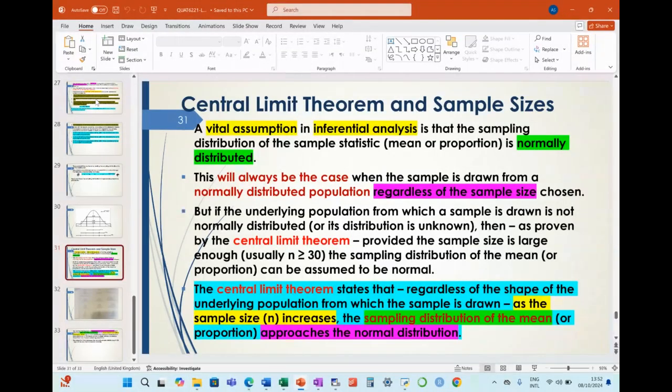I think the only key thing to highlight here, from a statistical standpoint, is maybe the last two bullet points. The third, particularly, since you guys are either doing research or going to do research, just so you are aware: if the underlying population from which a sample is drawn is not normally distributed, or its distribution is unknown, then as proven by the central limit theorem, provided that the sample size is large enough, usually N greater than 30, the sampling distribution of the mean or proportion can be assumed to be normally distributed.